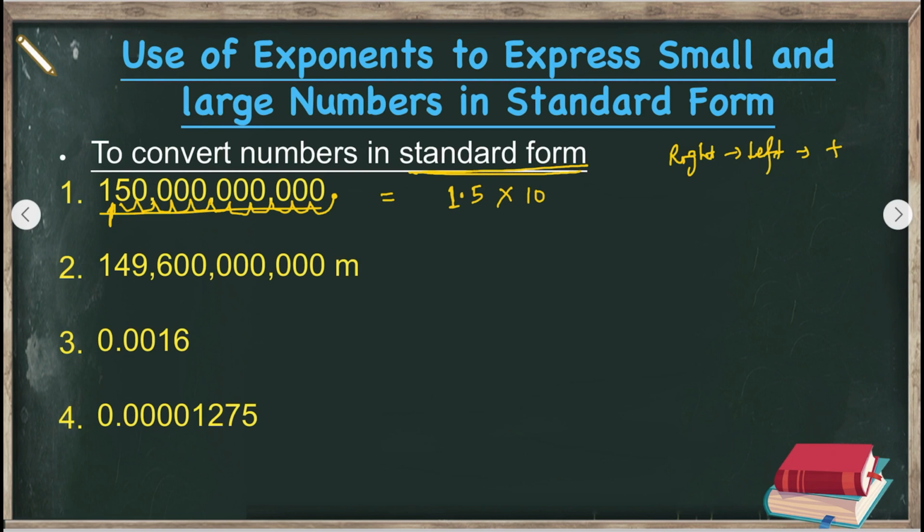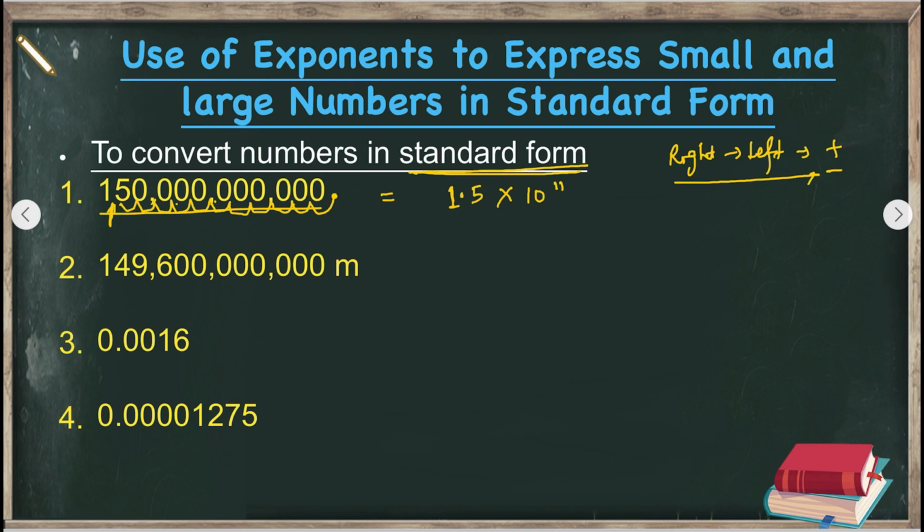Then we will write 10 raised to the power of the number of places we have moved it. So we have moved 1, 2, 3, 4, 5, 6, 7, 8, 9, 10, and 11. So this will be plus 11. Like I said, when we shift from right to left, the sign of the power will be positive.